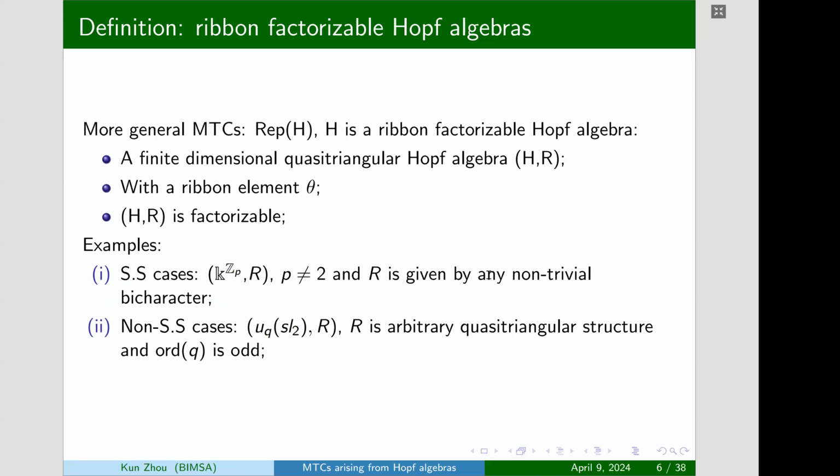Observe that the above categories are actually representation categories of Hopf algebras. For the more general case, given a Hopf algebra H, Rep H is a modular tensor category if and only if H is a ribbon factorizable Hopf algebra. Here we recall the definition of a ribbon factorizable Hopf algebra. It is a finite dimensional quasitriangular Hopf algebra (H,R) with a ribbon element theta in H, such that (H,R) is a factorizable Hopf algebra. Here, factorizable means that the rank of R_21 R is the dimension of H.